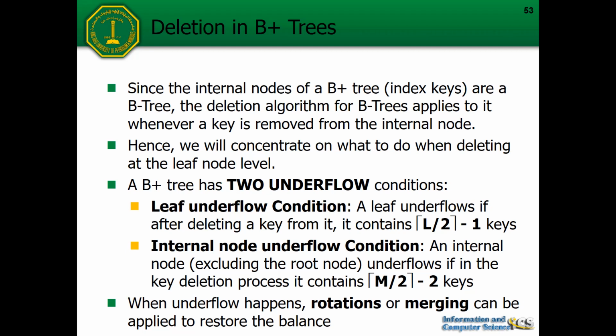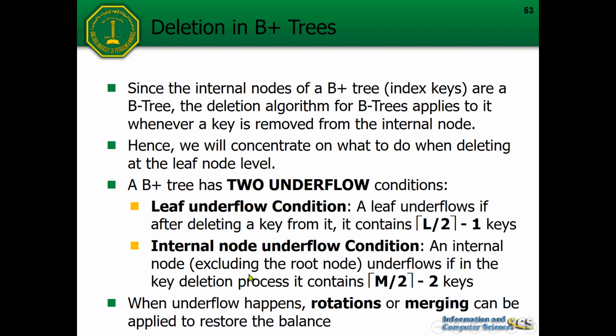A B+ tree has two underflow conditions. The first one, the leaf underflow condition. The second one, the internal node underflow condition. Based on our previous discussion, the minimum number of keys in a leaf node is L over 2, then we apply the ceiling operator. That's why we can say that a leaf underflows if it contains less than that number, which is the ceiling of L over 2 minus 1 keys.